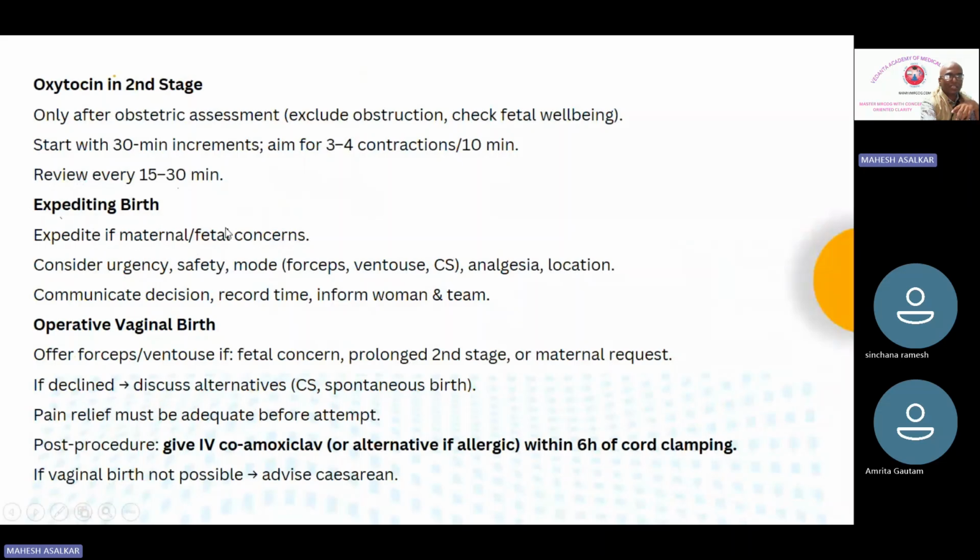Expediting birth. Expedite if there are maternal or fetal concerns. Consider urgency, safety, and mode: forceps, ventouse, cesarean section, analgesia, etc. Communicate the decision and record the time, etc.